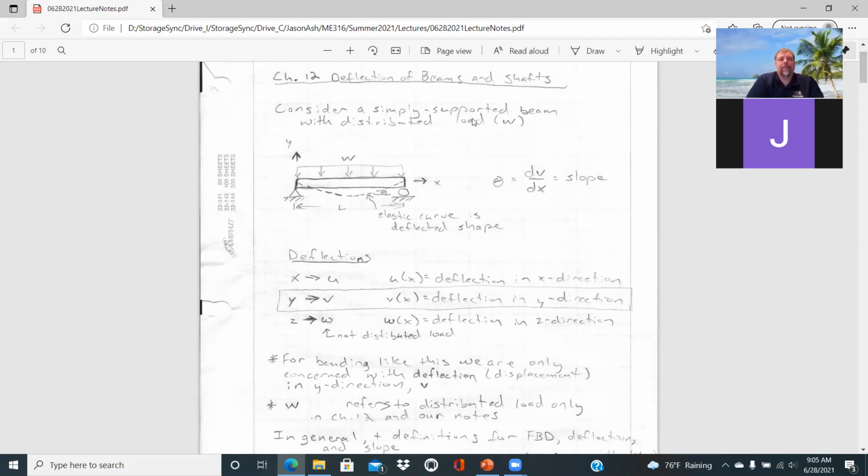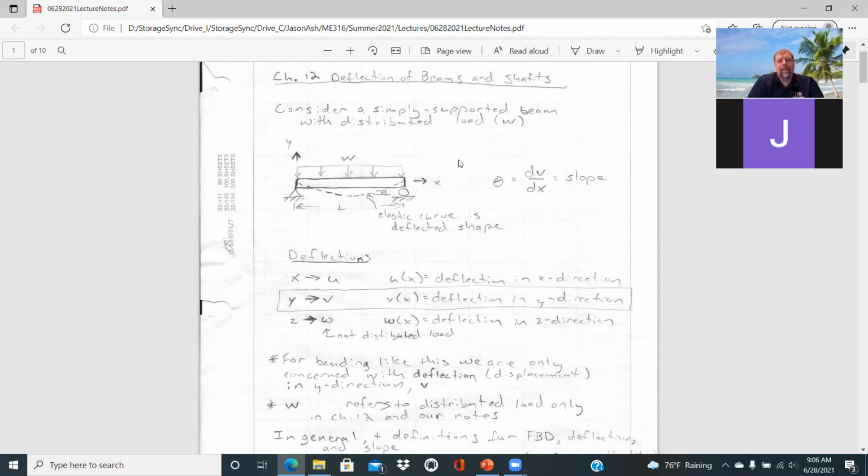But we can start first just by considering a simply supported beam with a distributed load w, and it's of length L. And so some things to be aware of is that your slope theta is just equal to the derivative of the vertical displacement with respect to x. And so there's oftentimes constraints on both the displacement v and the slope theta in relation to the boundary conditions that you're going to be using.